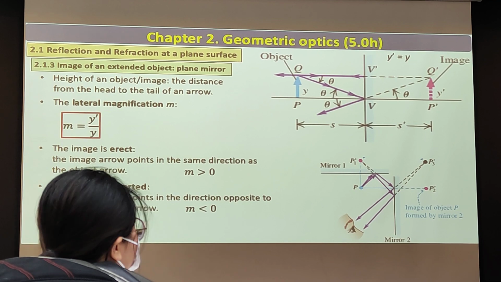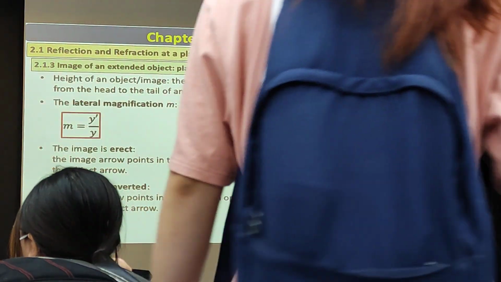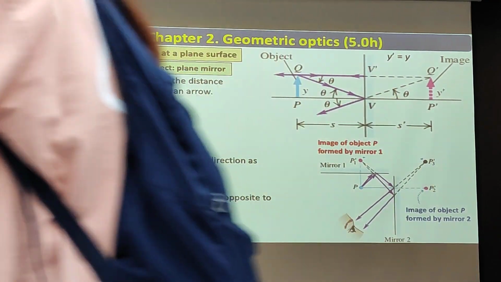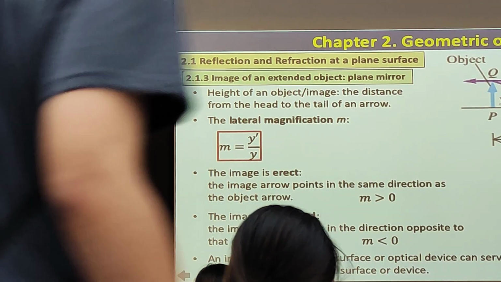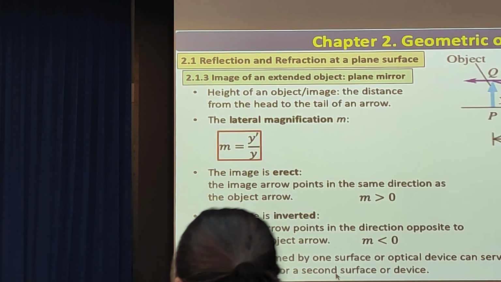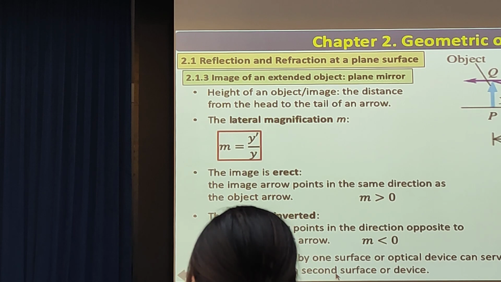Now we will continue our previous class. Last time we stopped here to say that an image formed by one surface or optical device can serve as the object for the second surface or device. So that will bring you to the part of the eye.